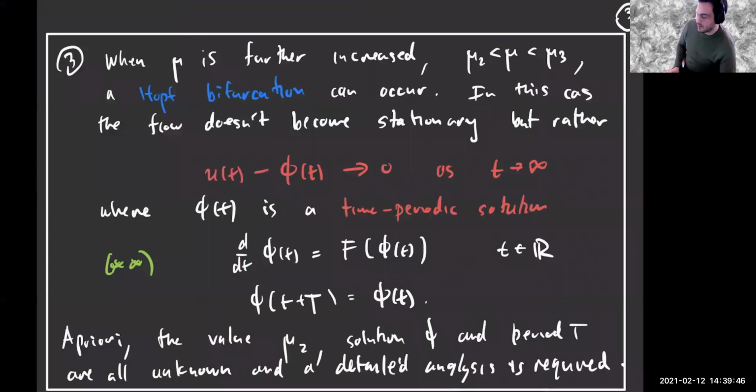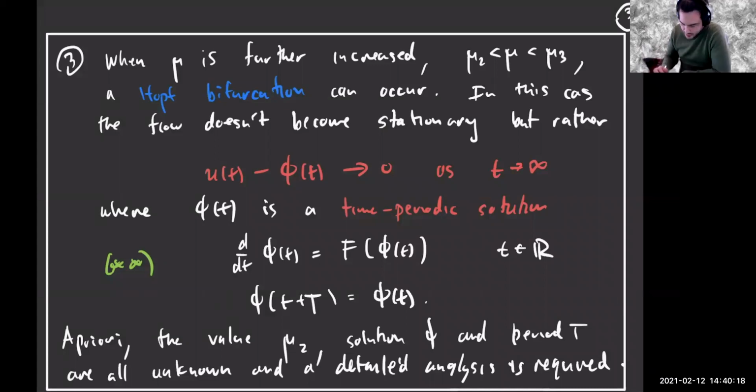The next stage that may happen in some systems is that as mu is increased further, say now between mu2 and mu3, a Hopf bifurcation occurs. So now the flow doesn't become stationary as time gets long. Instead, it converges onto some periodic orbit of the system. So some time periodic solution. If you take it away from the given solution you're interested in, that difference asymptotically goes to zero.